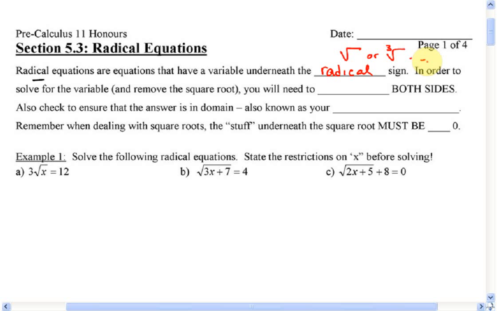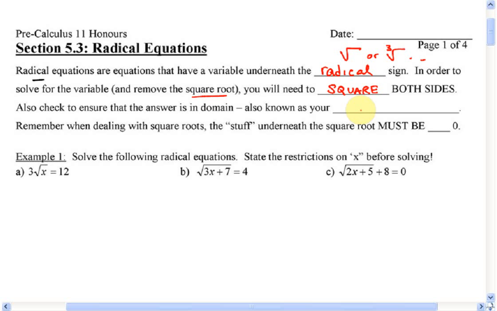Now, in order to solve for the variable, which means you want to remove the square root or the cube root, you will need to do something to it. If you have a square root, and I want to get rid of the square root, what should you do? Square both sides. Exactly.